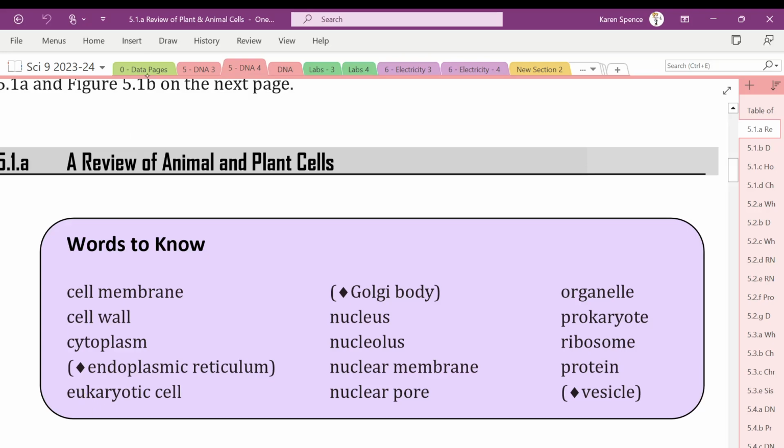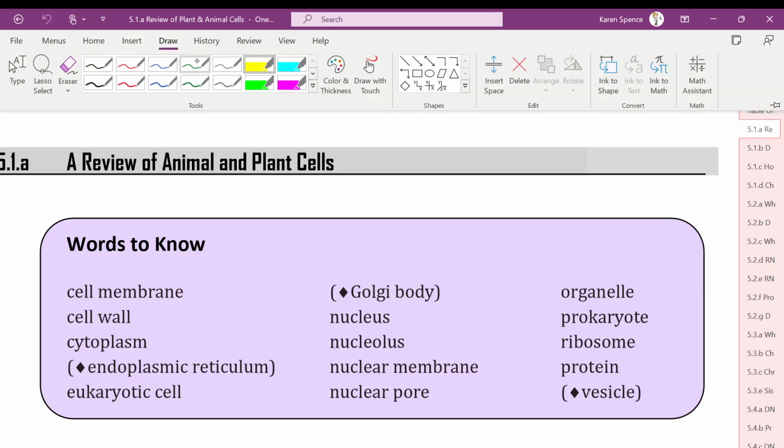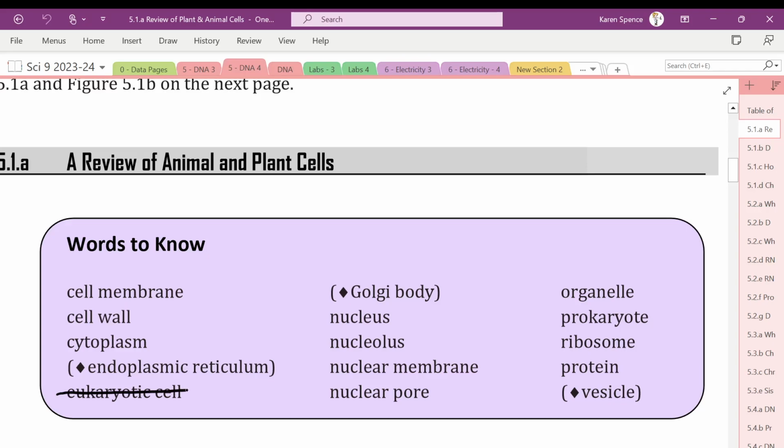We are going to cross out eukaryotic cell. And we are going to cross out prokaryote. All the rest of them are fair game. So cell membrane, cell wall, cytoplasm. The ones with diamonds, of course, you don't need to know. Okay, your choice. Nucleus, nucleolus. While we're here, because people always tend to forget what the nucleolus is for, tell your partner what you think the nucleolus does.